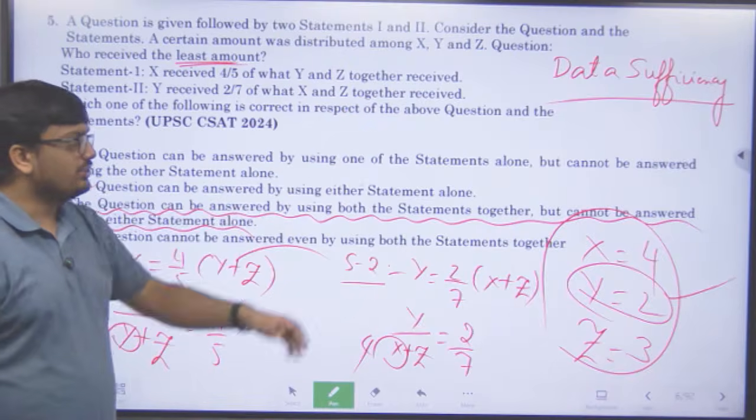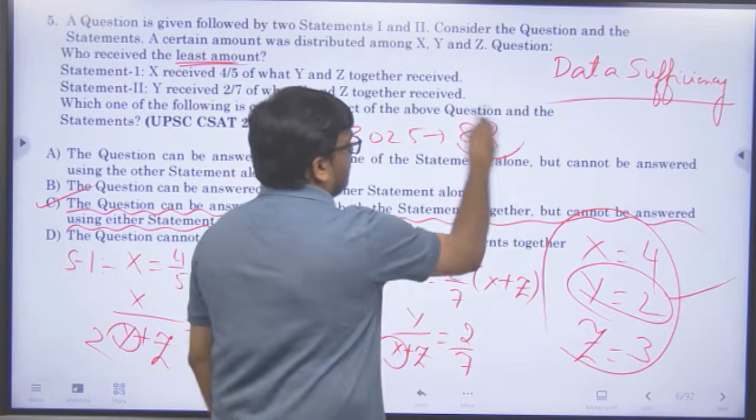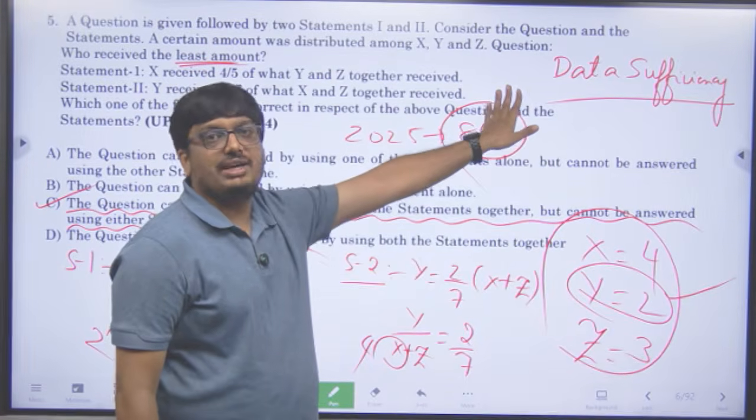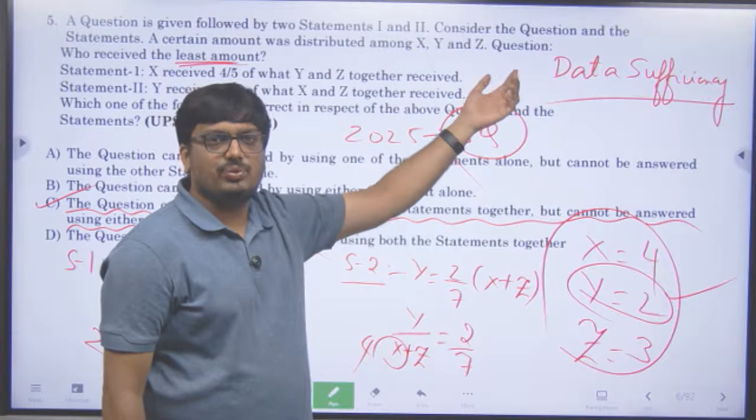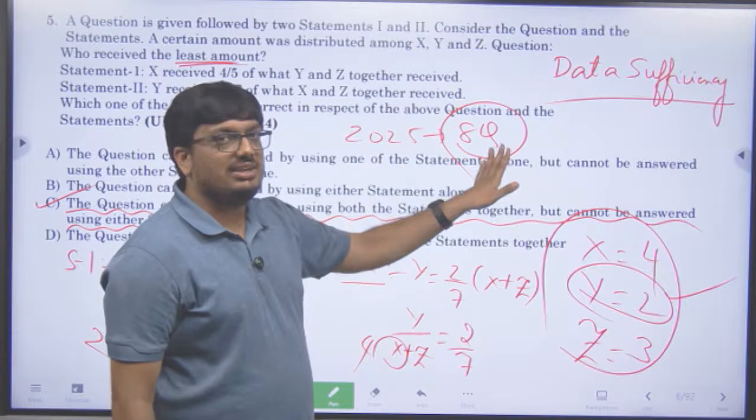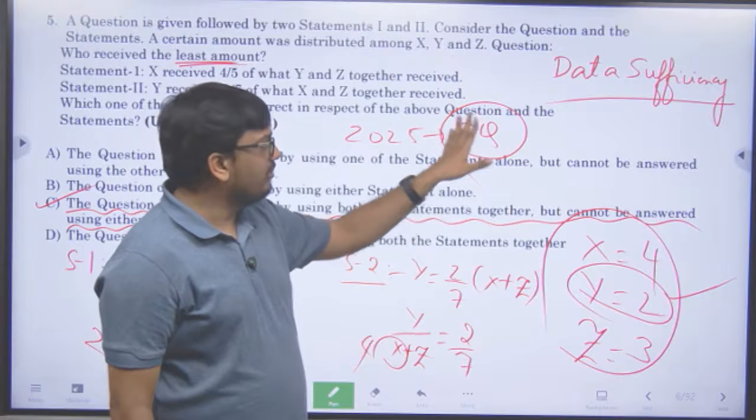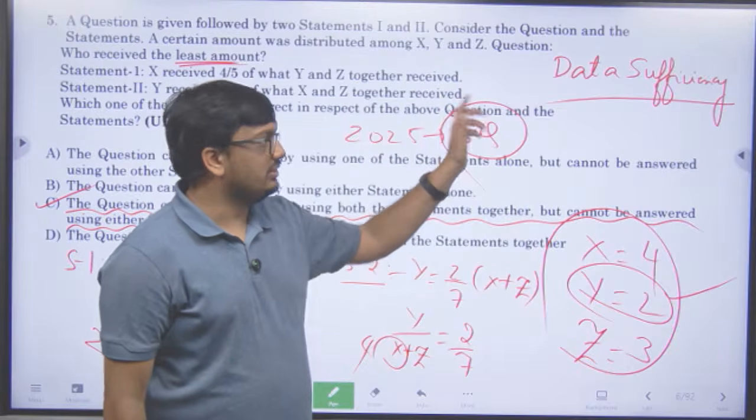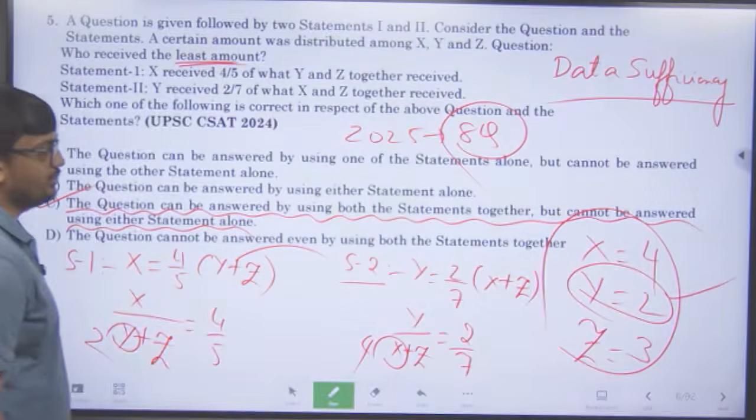In the exam, in 2025, they have asked 8 questions. In data sufficiency, they will ask minimum 8 questions. In data sufficiency, there may be averages, ages, time and work, anything, number system. Majorly in UPSC CSAT, if you come across the PYQs, maximum they will ask number system. Number system only, they will ask 3 to 4 questions in data sufficiency. So be careful while answering. Let us see the next question.